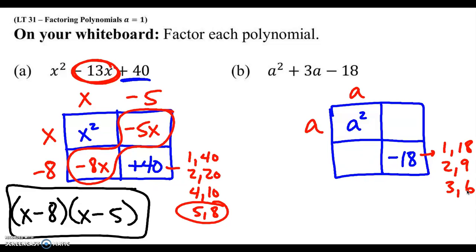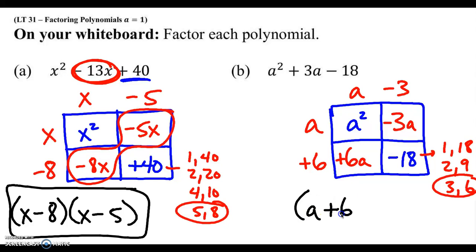And I notice since I need negative 18, one of those numbers will have to be positive and the other will have to be negative. So I'm really looking for the two numbers that have a difference of 3. Here it is, 3 and 6. So this would be 3a, this would be 6a, and to get a positive 3a, I'll need minus 3 and plus 6, and I believe it works out. So what's my answer? Well, how about a plus 6 times a minus 3?